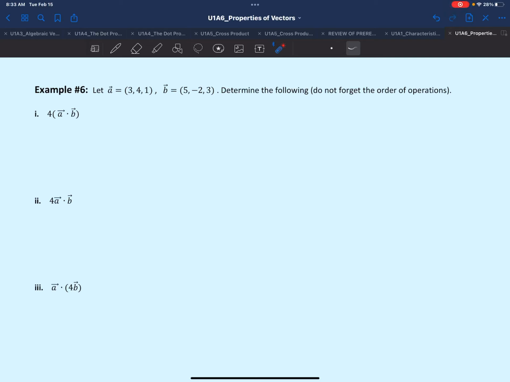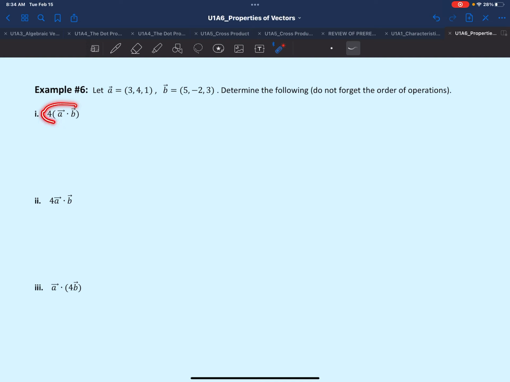Welcome back to lesson U1A6, Properties of Vectors. This is video number 3, and we're taking a look at example 6. We're given two vectors in 3D, vectors A and B. You can tell they're in 3D because the coordinates are a set of three numbers. And we have to determine the following as indicated.